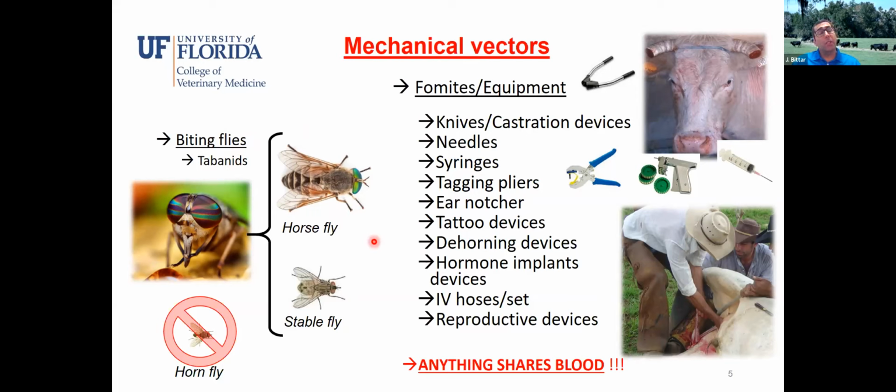But they are mechanical. The Anaplasma marginale does not continue its cycle in them. They just transmit infected blood from the infected animal to the susceptible animal. The horn flies I put over here because the researchers and the clinicians believe they don't transmit anaplasmosis, but there's no proof, so it's kind of out there. But the horse flies and the stable flies are the major biting flies.